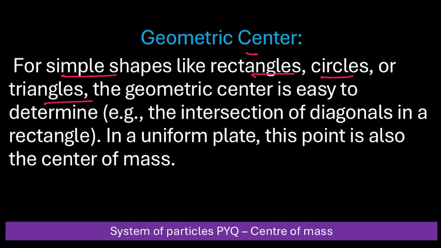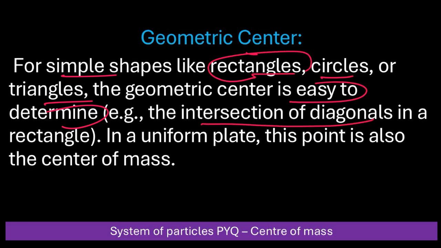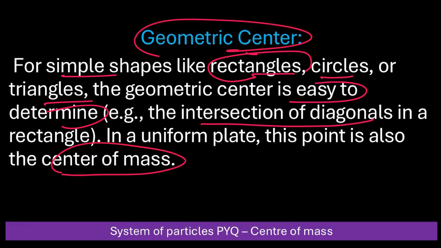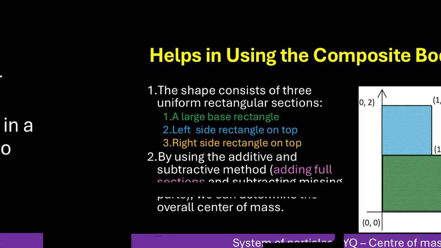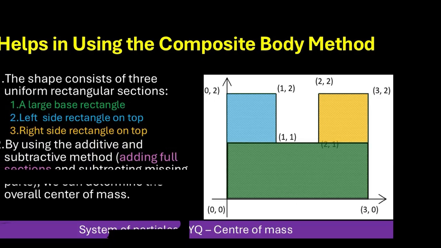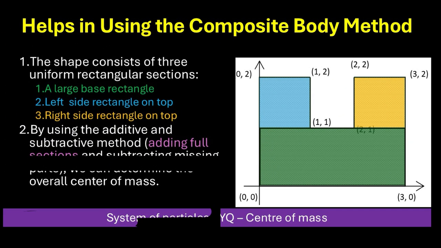The reason why we consider these figures is that it is easy to determine their geometric centers. For instance, for rectangles it will be the intersection of diagonals, for a circle of course the center, and so on and so forth. Now this geometric center will also be the center of mass when the plate is uniform in nature. Okay, so that was regarding the concept of uniform plate and geometric center.